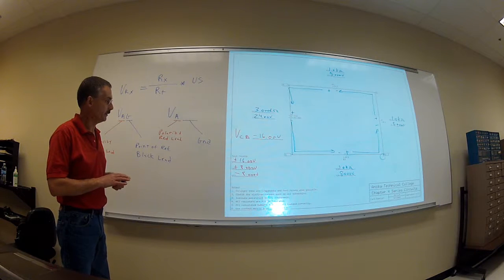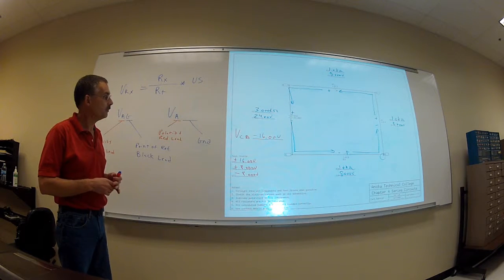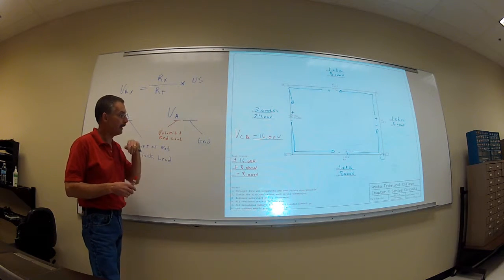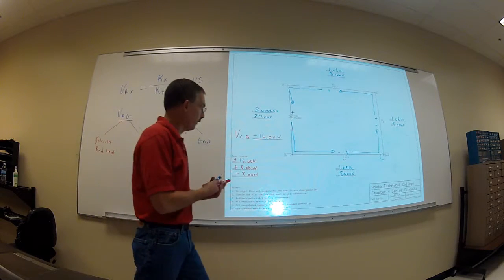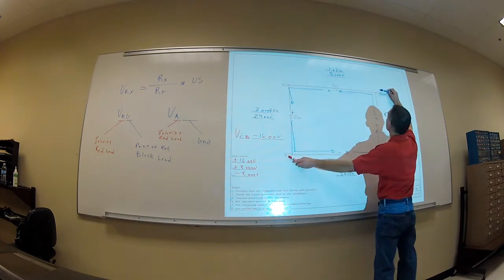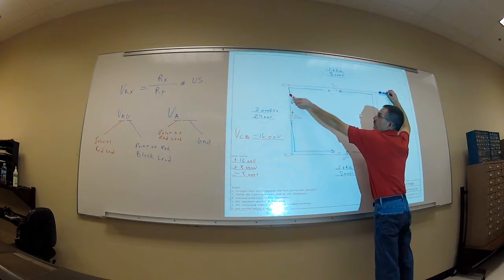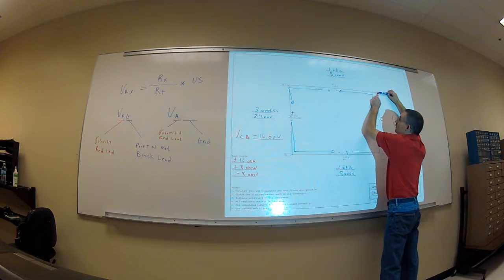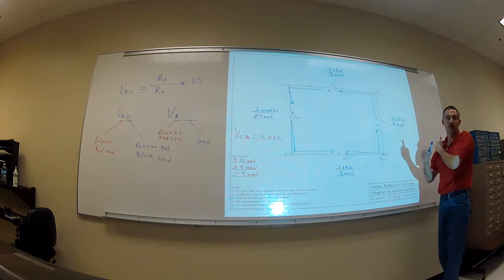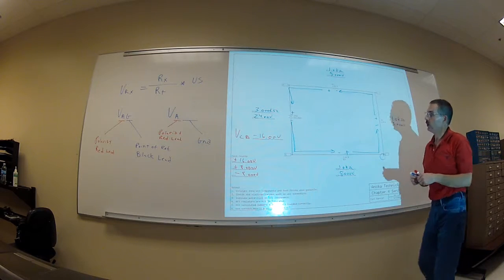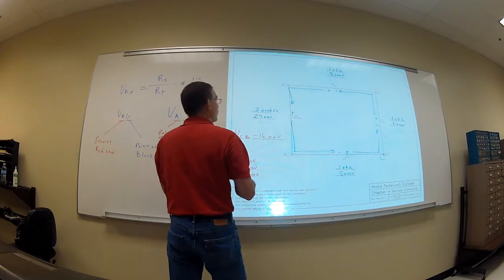So if you were to go the other way, then you would include the voltage source. If I went the other way, it'd be negative 24 volts plus 8 volts, which gives me negative 16 volts. Doesn't matter which way I go. So let's make it so we can see this a little bit easier.